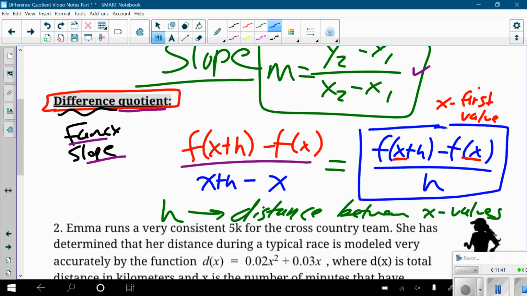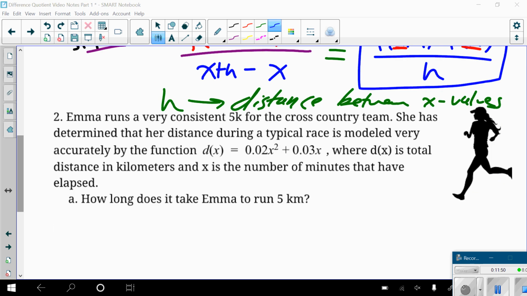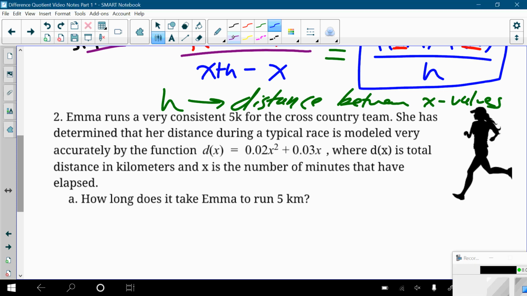Okay. Now I want to do a very similar problem to the one we did before, but with this new slope formula, this difference quotient formula. Emma runs a very consistent 5K with the cross-country team. Instead of giving you a graph here, I'm giving you a formula that is her distance, with x as time. This is the exact same situation.